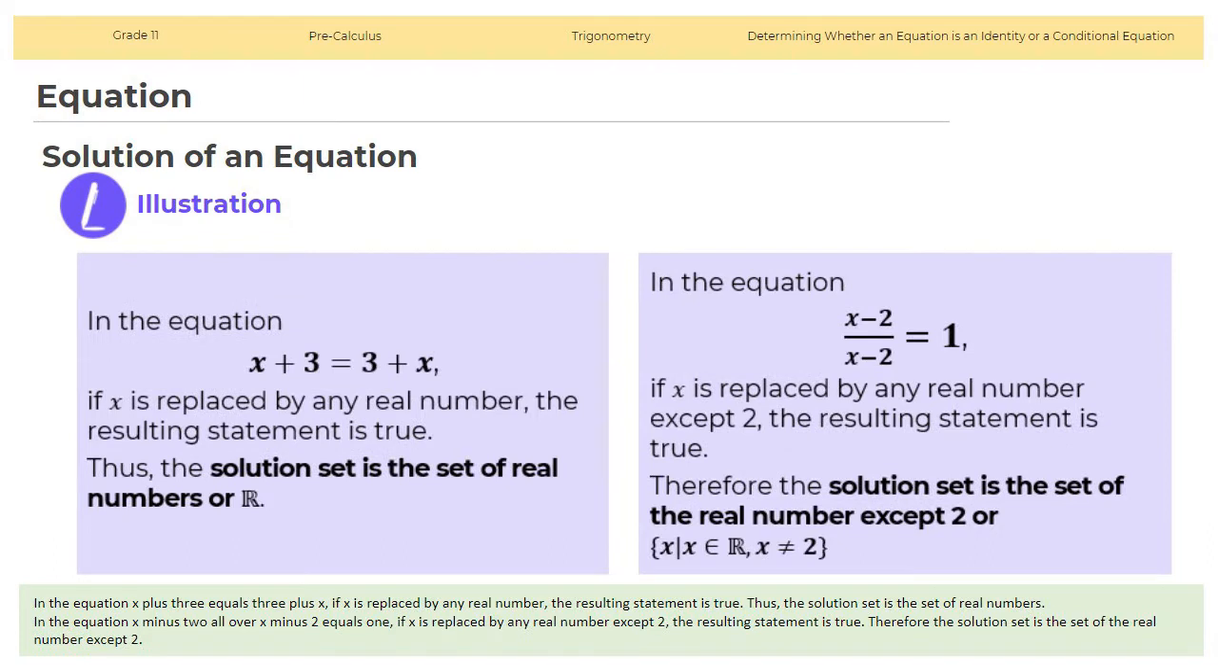In the equation x plus 3 equals 3 plus x, if x is replaced by any real number, the resulting statement is true. Thus, the solution set is the set of real numbers. In the equation x minus 2 all over x minus 2 equals 1, if x is replaced by any real number except 2, the resulting statement is true. Therefore, the solution set is the set of real numbers except 2.